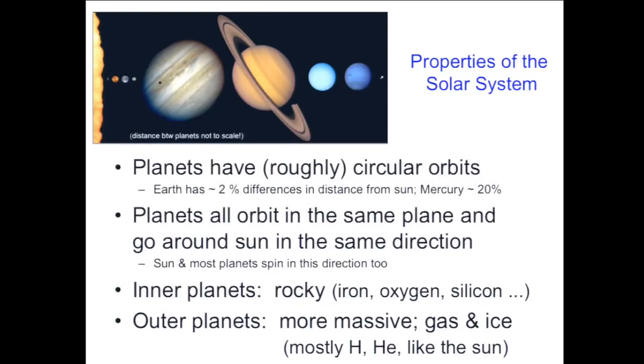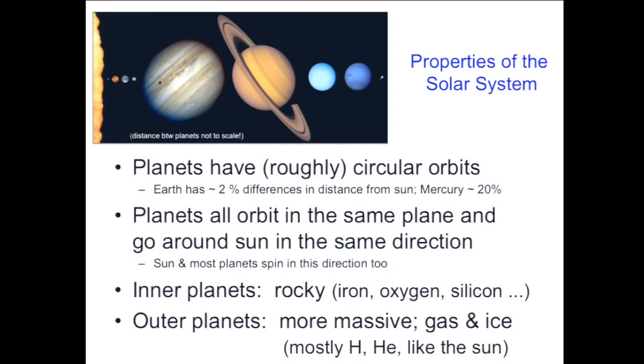The other very important fact about the planets is that they all roughly orbit in the same plane. They're all in the same kind of pancake or disk-like configuration. They all go around the sun in the same direction. It's not like half the planets go one way, half go the other way.